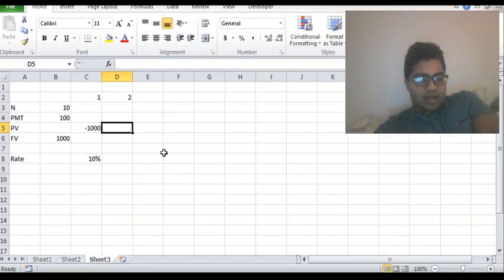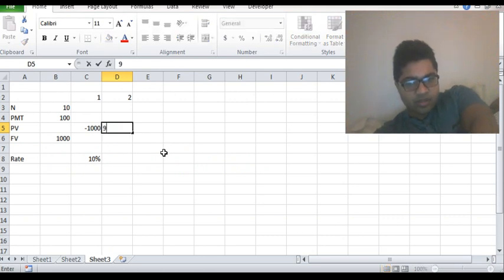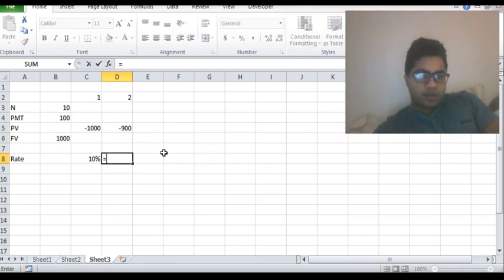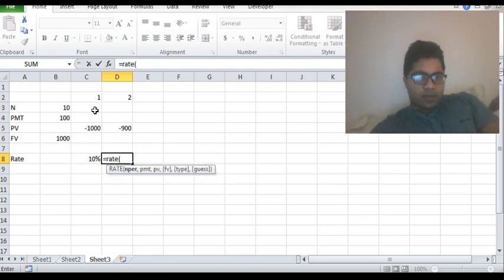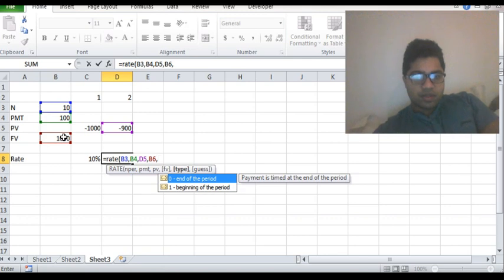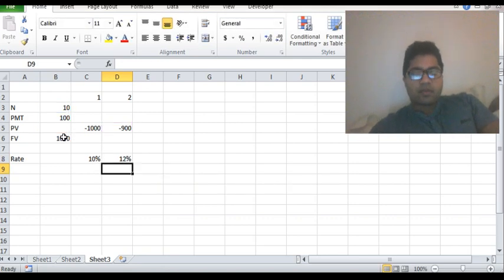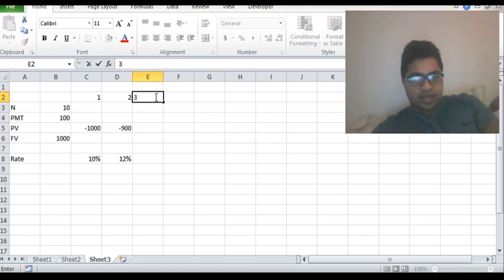In the second case, if you purchase the bond at 90, so if you scale it in terms of 1000, it will be 900. Yield would be N per 10, PMT 100, PV 900, and FV 1000. Type is 0, so 12%.